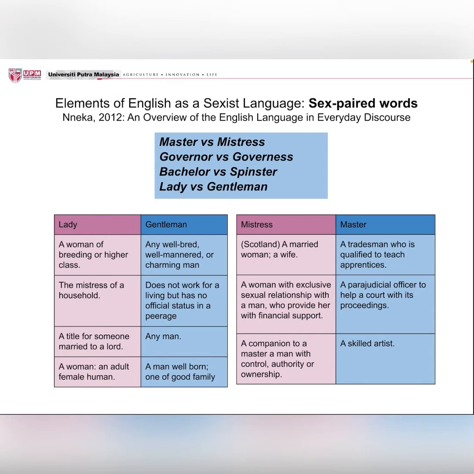Let us see another example: mistress and master. In Scotland, mistress is used to refer to a married woman or a wife, while master is a tradesman who is qualified to teach apprentices. Second, mistress is used to label a woman with an exclusive sexual relationship with a man who provides her with financial support, while master labels a man who is a parajudicial officer to have accord with its proceedings.